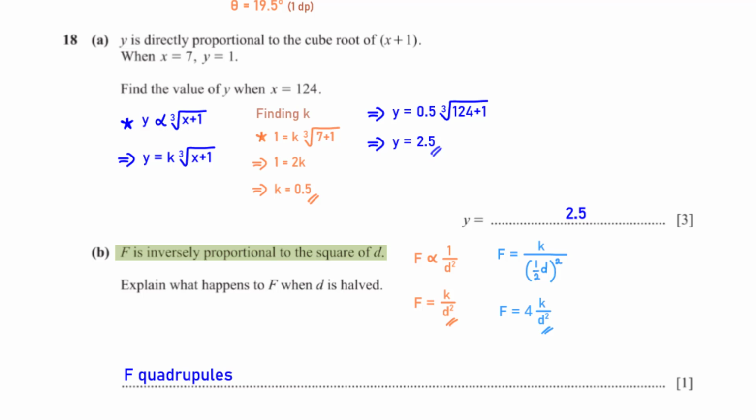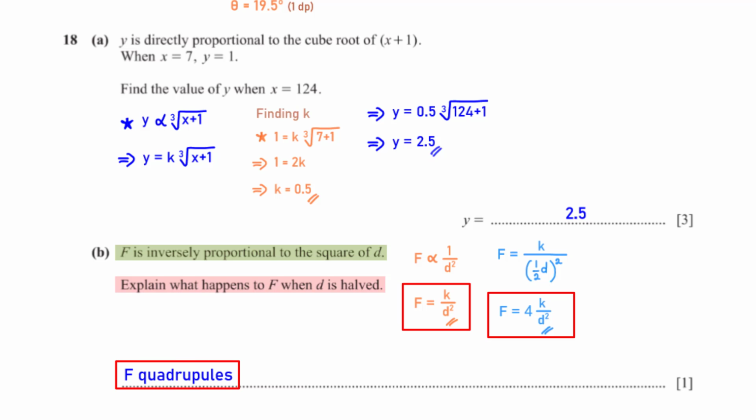F is inversely proportional to the square of d. Explain what happens to f when d is halved. We are told f is inversely proportional to the square of d, which means f is equal to a constant, which we are going to call k, times 1 over d squared, which is k over d squared. When d is halved, we have f equals k over half d, all squared. 1 over half squared is 4. Based on this, we see that when d is halved, the value of f quadruples.